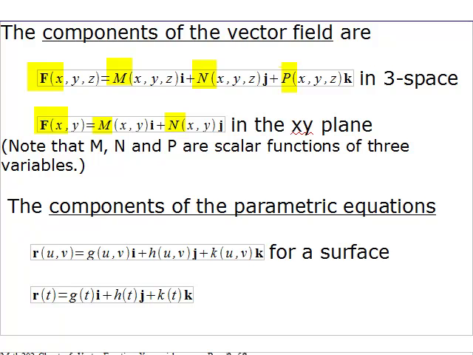For the parametric equations, I use G, H, and K. U and V here are the two variables for the parametric equation for describing surfaces. These could be theta and phi, for example, but just for dummy variables I'll use U and V. And here is your parametric equation describing a curve or a line.